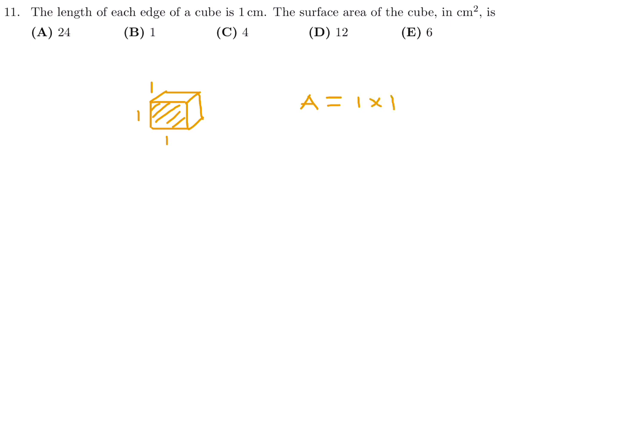Now there's 6 faces in a cube, so to get the total surface area, we have to look at all 6 faces, so 6 of those areas, and that would be 6 times 1 times 1, and that is just 6 times 1, which is equal to 6. So the total surface area of the cube is 6, and therefore number 11 is E.